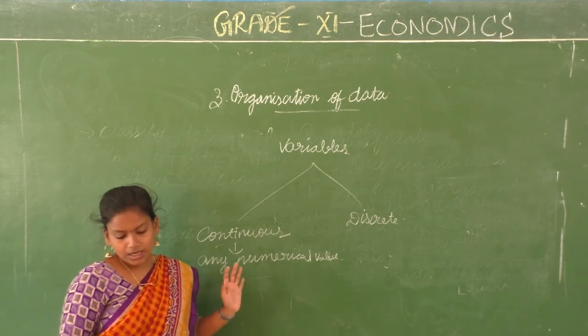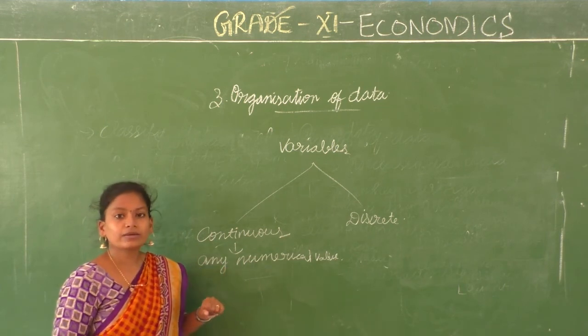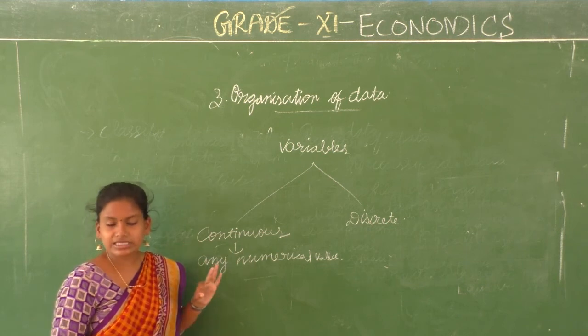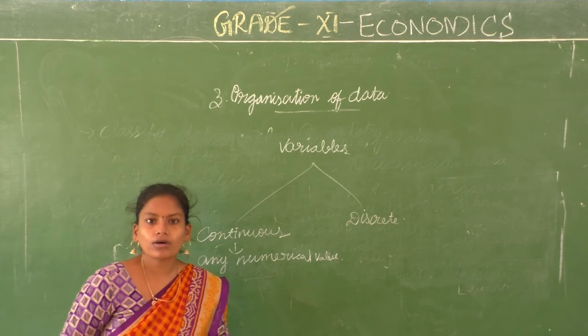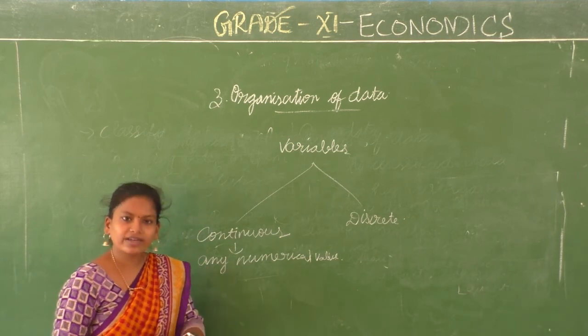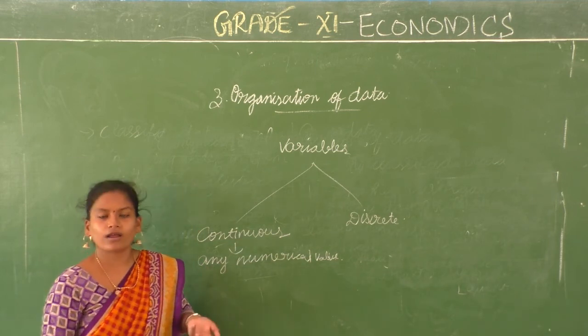What are the examples of continuous variables? Weight, time, distance, etc. Time: when someone asks, you can either say 12:20 or you can say 12:21, 12:22, 12:23, 12:24.